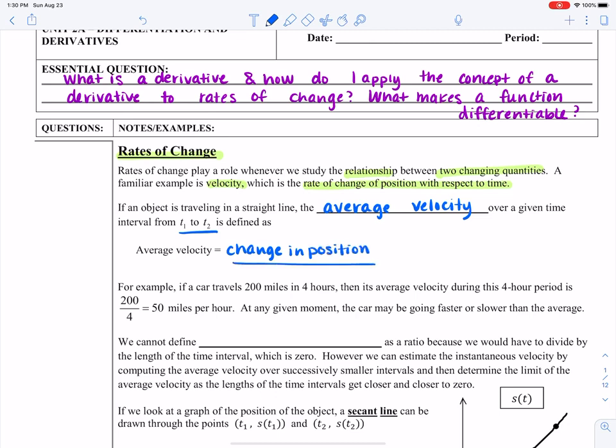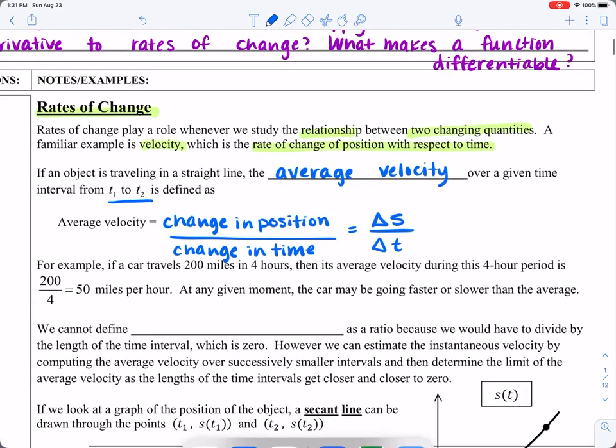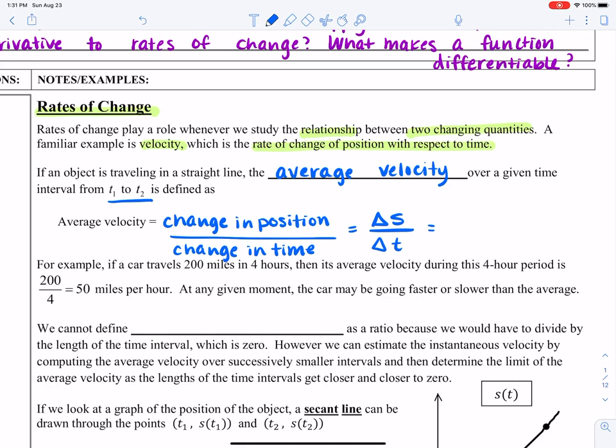and dividing it over the change in time. In general, symbolically, we can call this delta S if S is our position function, over delta T, the change in time. And if we had a function to plug into, we would plug T2 into our S function, plug T1 into our S function, and divide by our change in time. So this is just slope, y2 minus y1 over x2 minus x1.